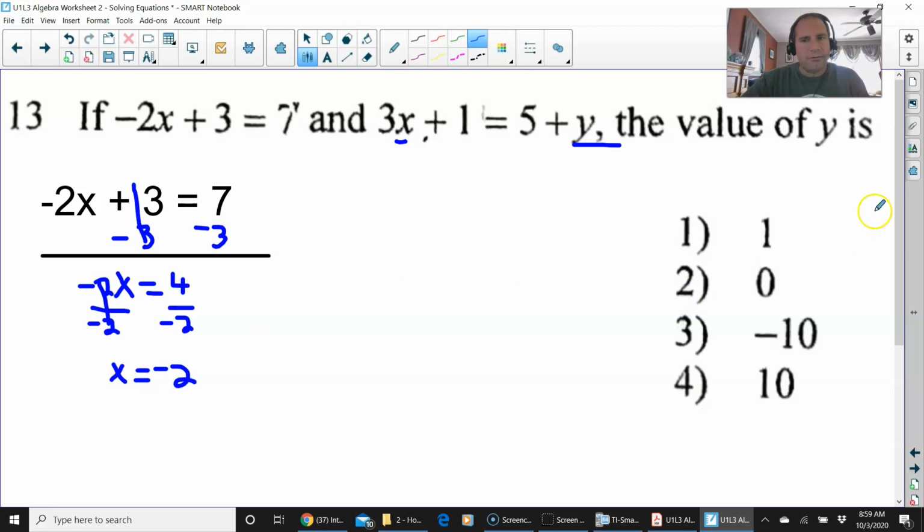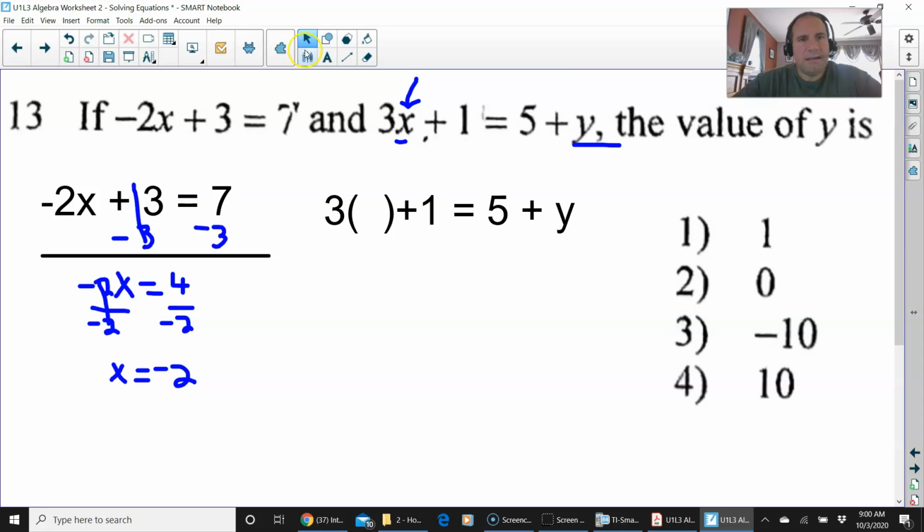Okay, so now we take this x and substitute it into here. What I did here is just copy this down. And look, instead of the x, I put this, because 3 times x is multiplication, that operation. So I'm going to put my x here. My x is negative 2, so I'm going to put it right there.